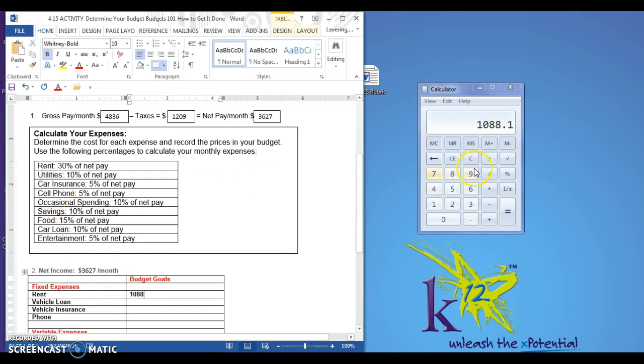Vehicle loan. Again, I'm going to input my net pay and multiply it times 10%, since a vehicle loan is suggested to be 10% of my net pay. So I'm going to multiply that times 0.10, which will tell me that I should be paying about $363 on a vehicle loan per month. Vehicle insurance should be approximately 5% of your net pay.